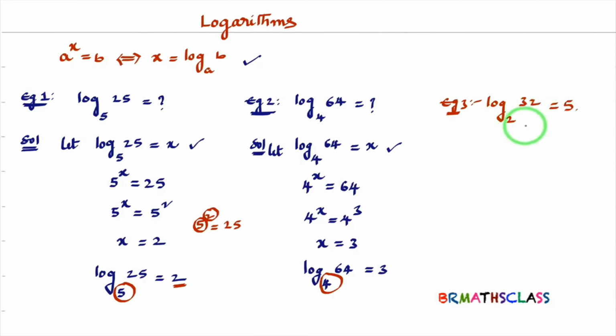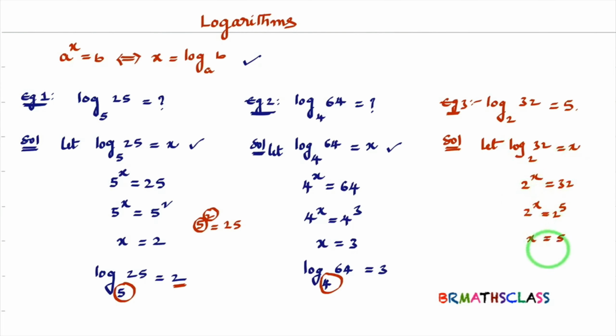In case you don't know, then follow the usual procedure. What is that usual procedure? First I'll take log 32 base 2 as x. As per this definition, I can write a power x equal to b. What can I write here? I can write 2 power x equal to 32. This is important. 32 can be written as 2 power 5. As bases are equal, powers should be equal. x equal to 5. What is x? We consider log 32 base 2 as x. So log 32 base 2 equal to 5.